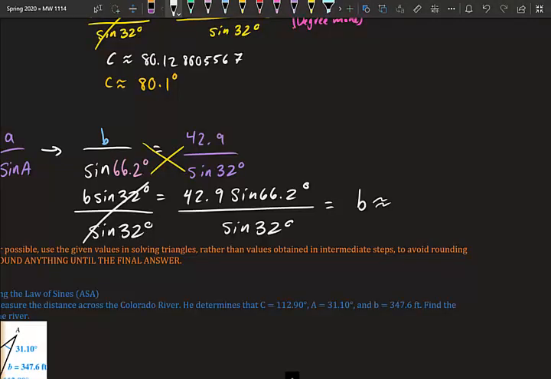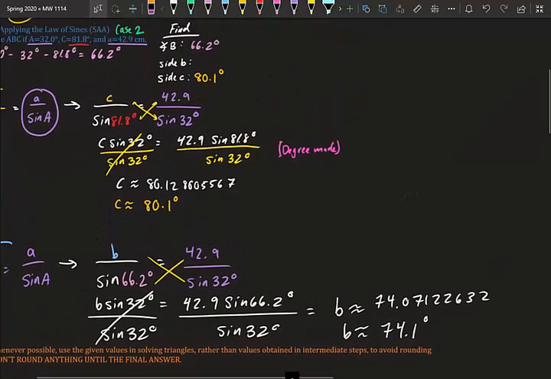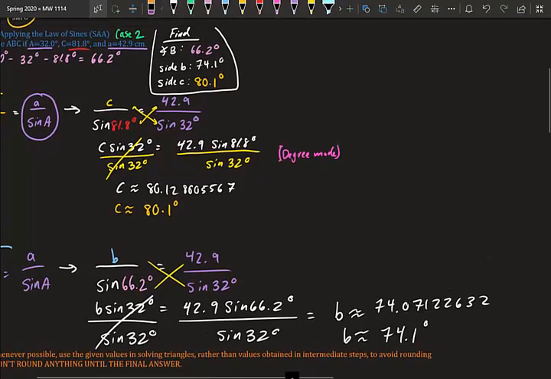Alright, so when we plugged it in, we got approximately 74.071222632, and we're going to round that using our significant digits to 74.1 degrees. So we found B at 74.1 degrees. And those are our answers. Sweet.